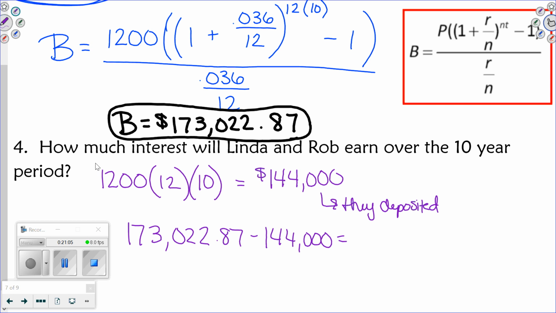Is there a question on how I got 144,000? Okay, so then we already found their ending balance. Subtract off what they put in. So they earned $29,022.87 in interest.